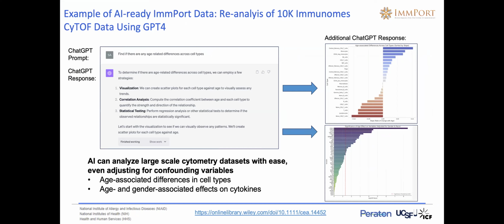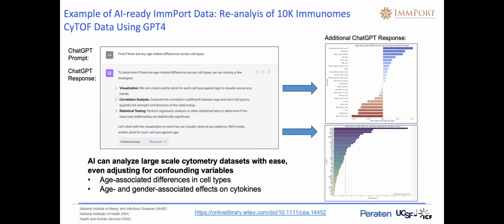So from last year, we had also been thinking about how we can make all these data sets AI ready. 10K Immunomes has a pretty standardized data format. This is just an example that you can download the data from 10K Immunomes, plug it into ChatGPT, and ask questions such as what is the effect of age and race.